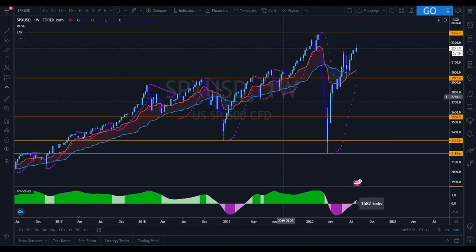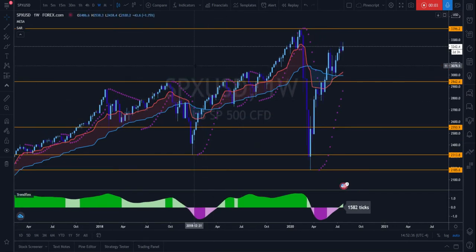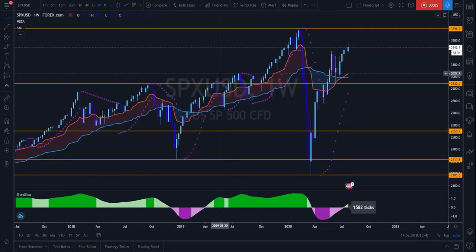All right, let's get into this. I just want to go over this trade setup I placed a few hours ago. This is the SPX USD. It is an S&P 500 CFD that you can trade with Forex brokers.